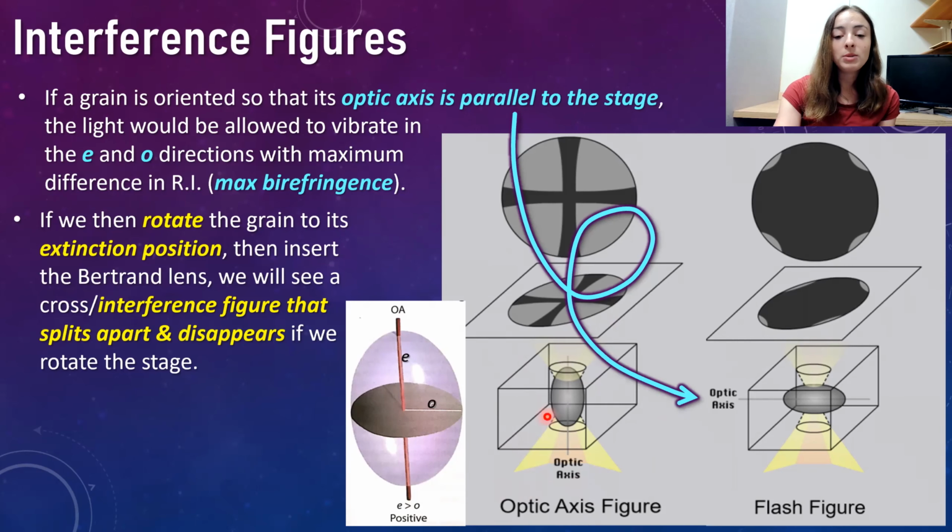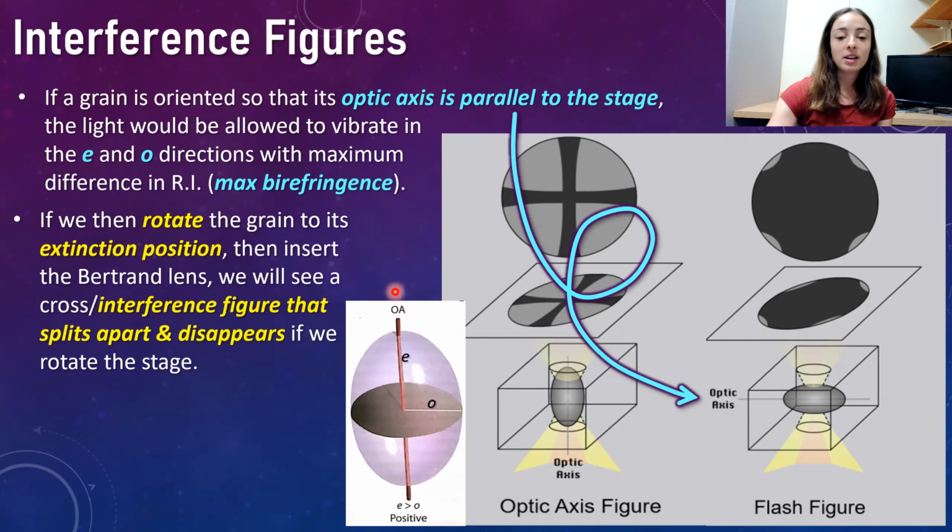But what about if the grain was oriented so that the optic axis was parallel to the microscope stage rather than perpendicular to it, as we can see in the cross example where we get this perfect interference figure? Well, if it's parallel to the stage, the light would be allowed to vibrate in both the E and O directions, so the extraordinary ray and ordinary ray directions, with maximum difference in RI. So that means that you've now got this oval section going through that optic axis.